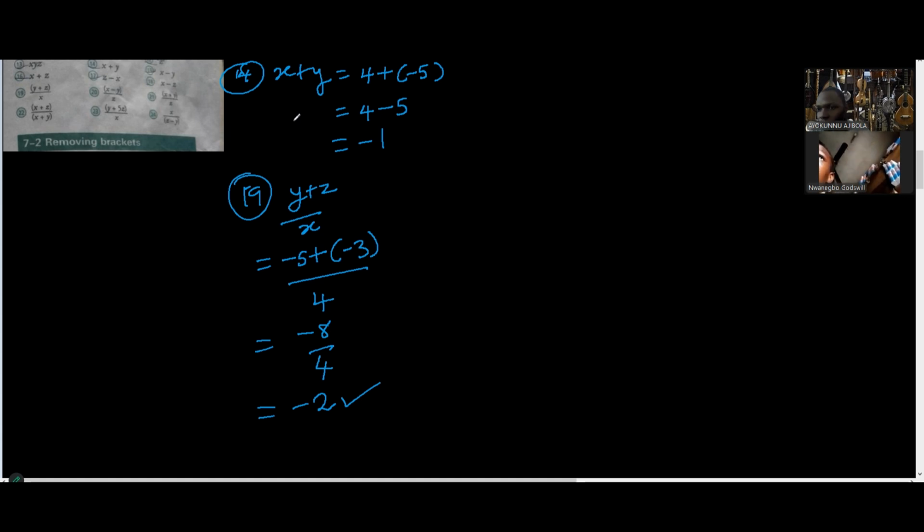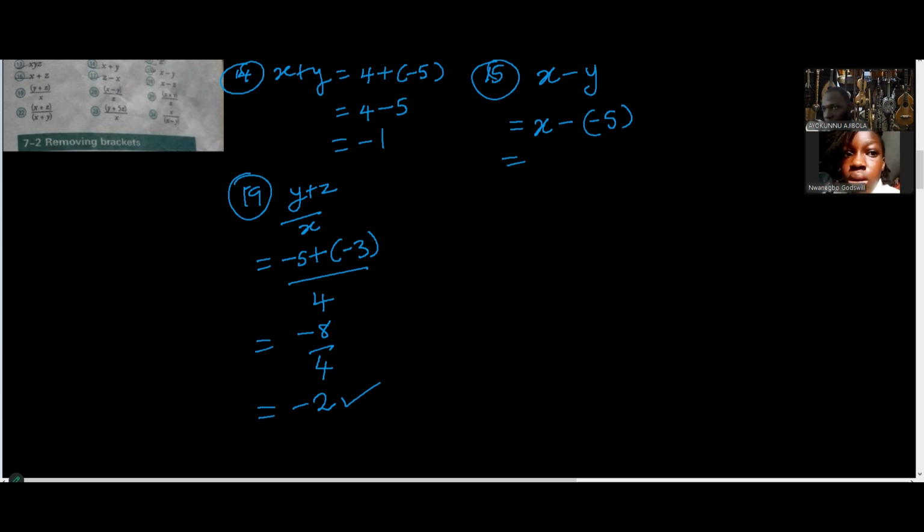Number 15 says x minus y. Remember that y is negative 5. So x minus a negative 5. Then minus times minus is plus. Meanwhile, the x is 4, so I have to replace that with 4. So 4 minus minus 5, that'll be 4 plus 5, okay? And that'll be 9.